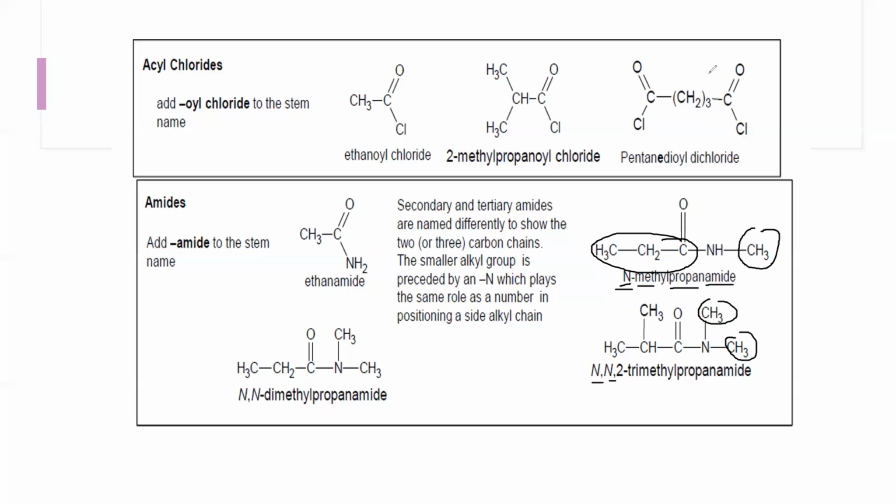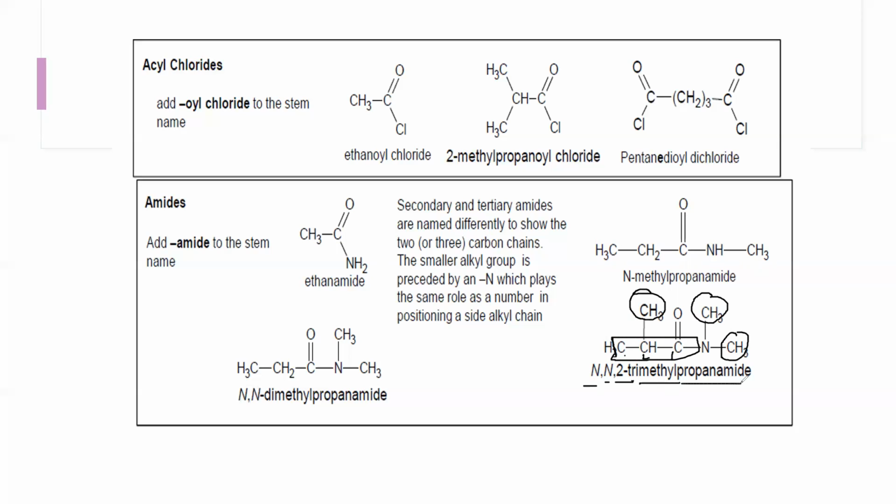And when you check the whole structure, this is a main chain, so there is a branch on the main chain as well, and there are two branches attached directly to nitrogen. So N,N, and 2. Why this 2? Because 1, 2, and 3. So N,N,2-trimethyl, because three branches, so that's why it's N,N,2-trimethylpropanamide. Same in this case. So N,N-dimethylpropanamide.